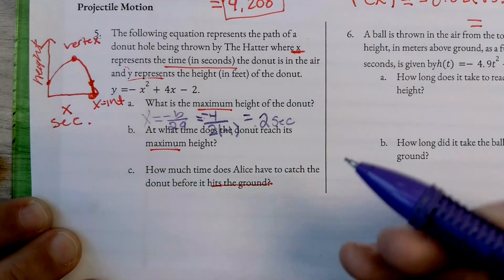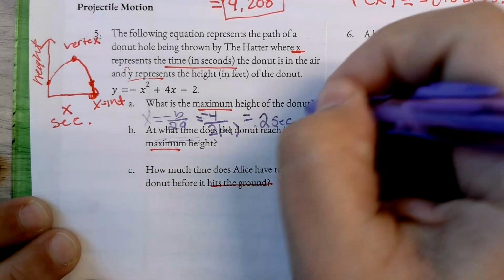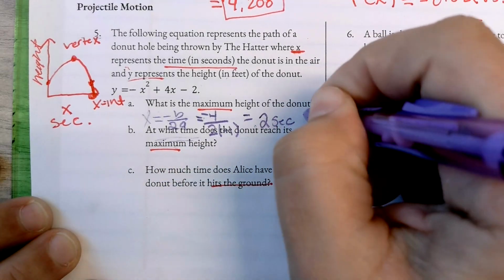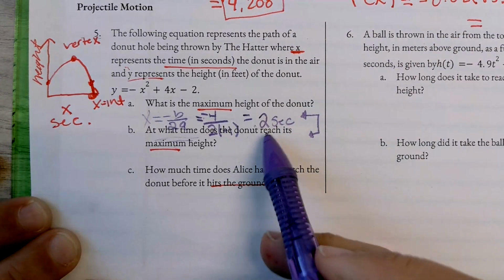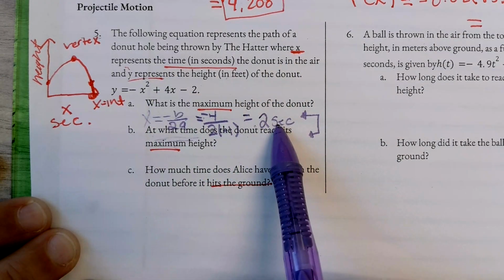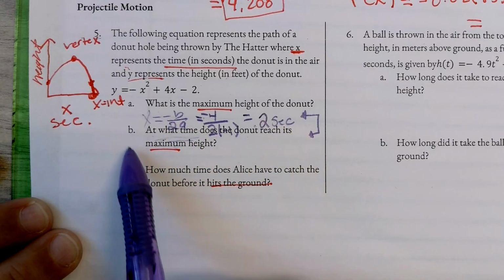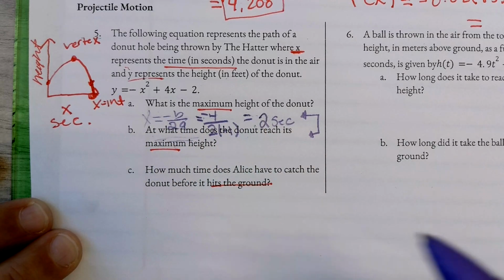Look at that, I answered the wrong question in the wrong spot. At what time does it reach the maximum height? So that goes here. And I didn't notice that until I checked my units. So x should have been time, so I went ahead and wrote seconds after it. So now I need to answer the original question of the maximum height.